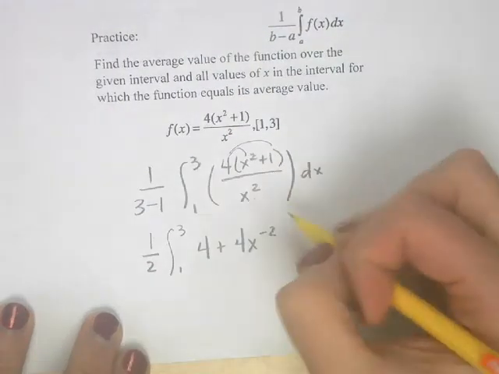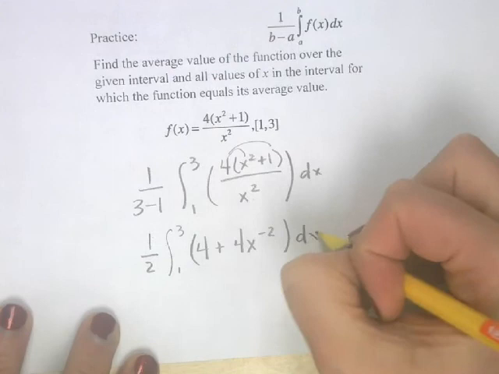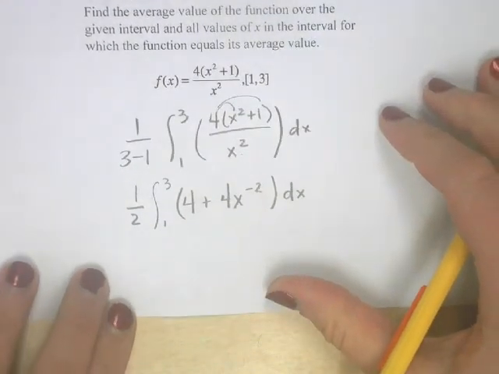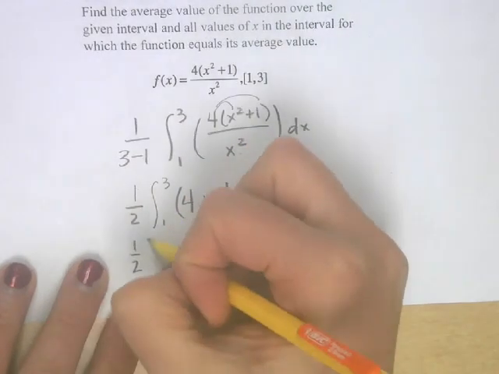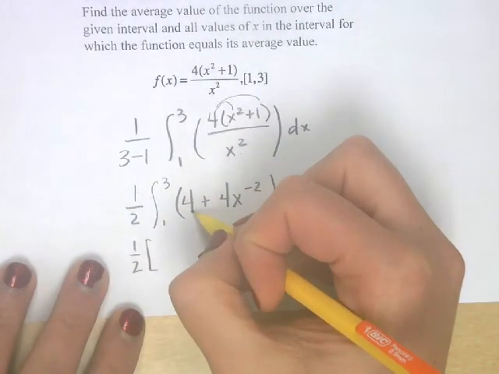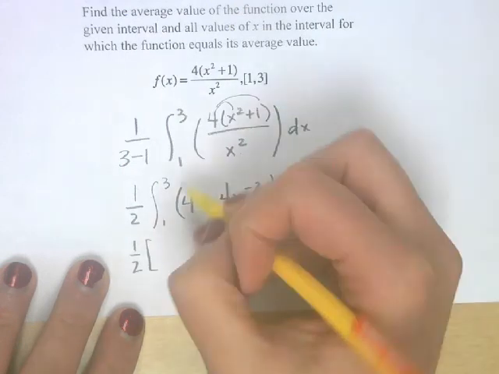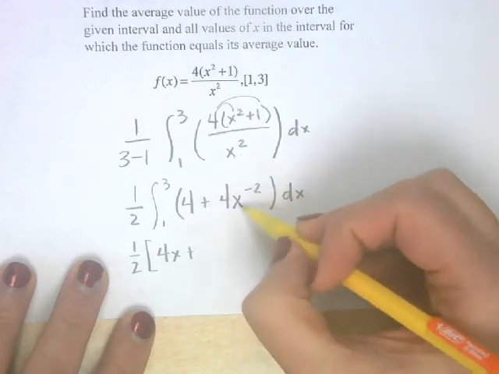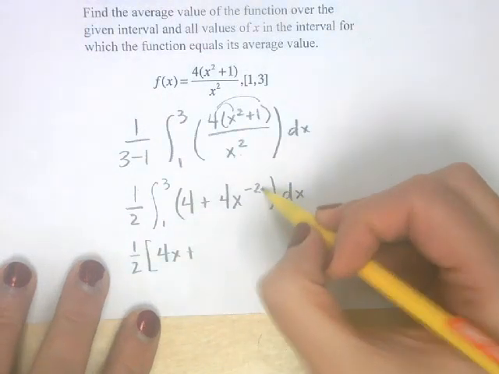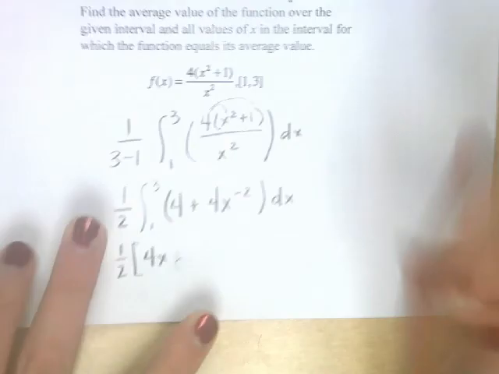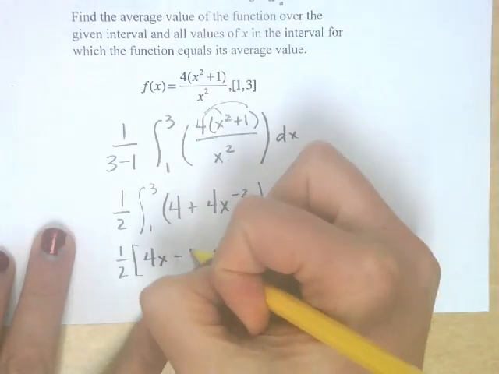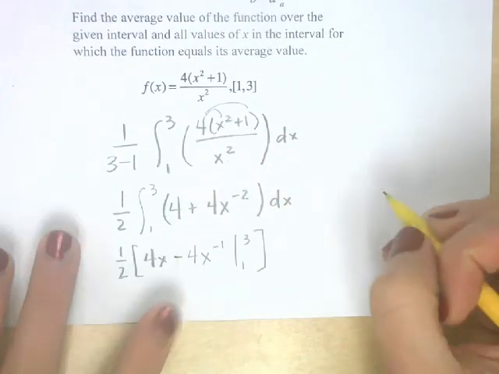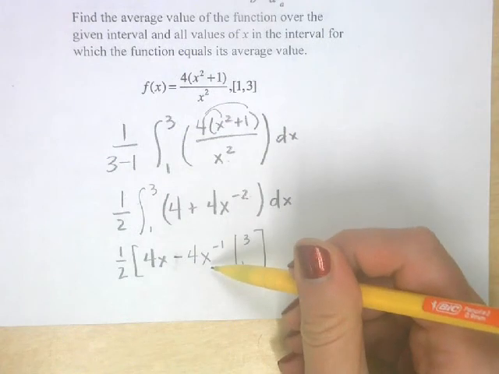Oh, x squared is in the bottom, so I'm going to bring it up to the numerator by making it a negative second power. Make sure you're being really good about your notation. We're still taking the integral, so we need the dx at the end. Now I'm going to take the antiderivative, so this is going to end up being 4x plus 4x to the negative first power, divided by negative 1, so this plus is actually going to be a minus here. Minus 4x to the negative first power, evaluated from 1 to 3.